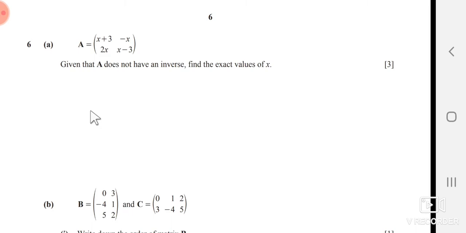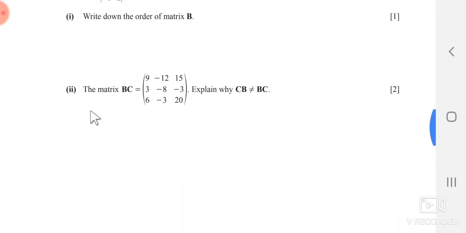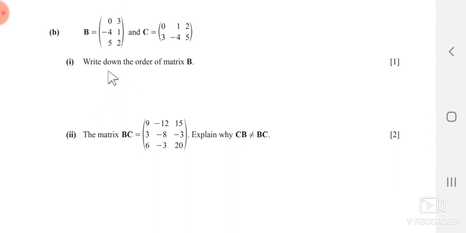Now my dear, same way, now write on the order of the matrix B. Order of the matrix means number of rows multiplied by number of columns. There are 3 rows and 2 columns, so 3 by 2 is the order of this matrix.